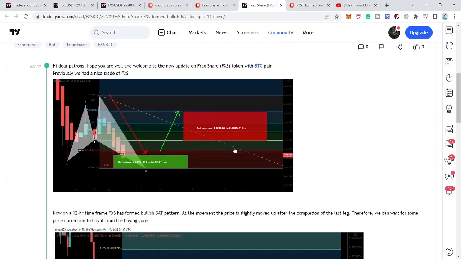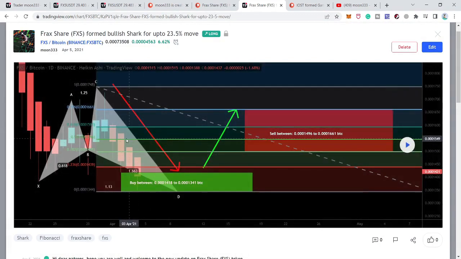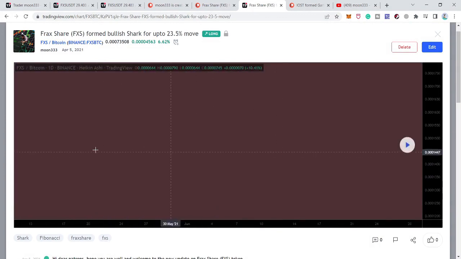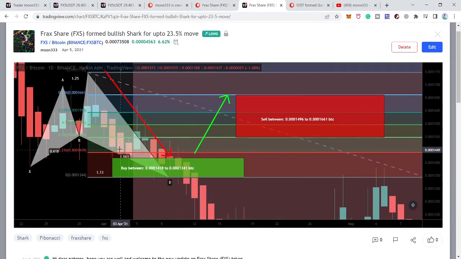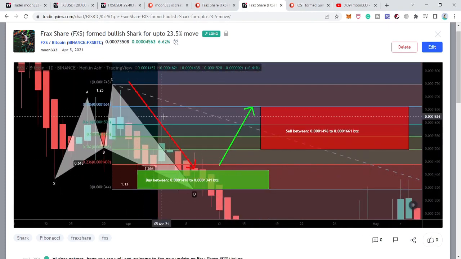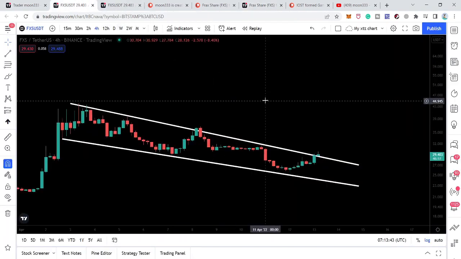Before this, I shared this idea that was a harmonic shark move on the daily time frame, and you can see that even here the price line moved up, hit the sell targets, but again moved down and even broke down the buying zone after hitting the sell targets here. Now let's move to the live 4-hourly time frame chart.